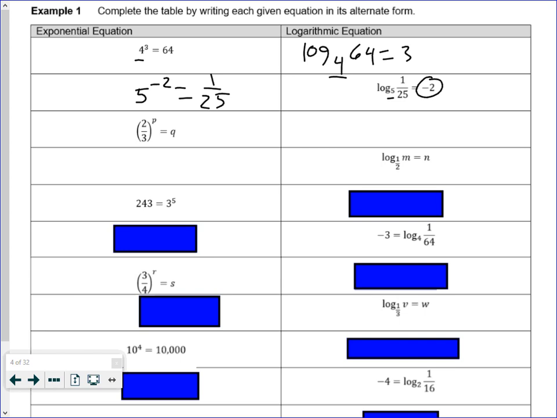And now (2/3) to the p equals q. We can rewrite this as log base 2/3 of q equals p. And then for the fourth row, we can rewrite that as (1/2) to the n power equals n.